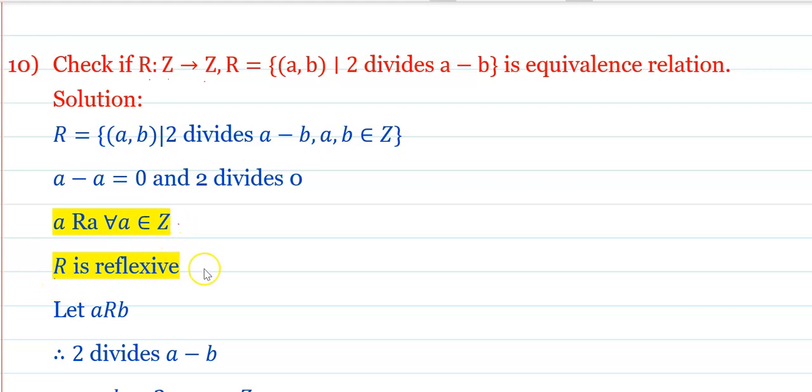Which element did we take? We took 5. 5 minus 5 is equal to 0. Therefore 2 divides 0. In this way the given relation is reflexive.